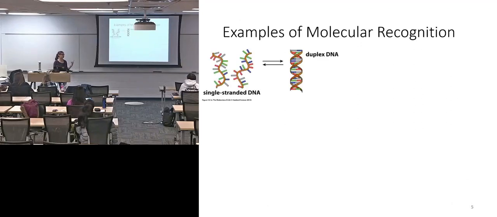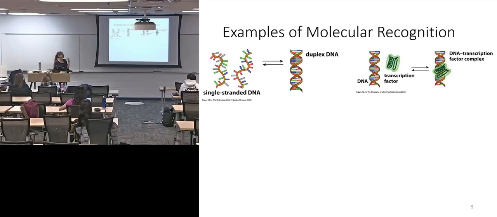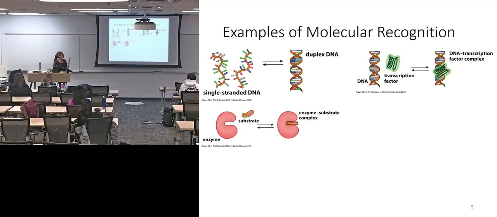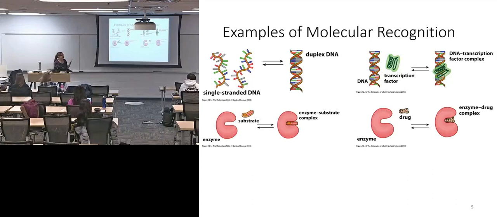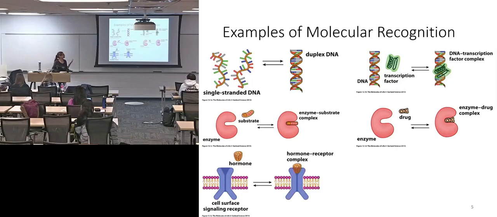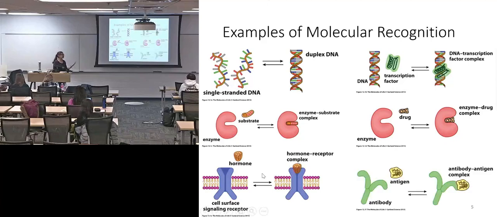The two strands of DNA coming together, duplexing DNA, would represent molecular recognition, as would a transcription factor binding to DNA, or an enzyme binding to its substrate. Substrate is just the name for the specific ligand that an enzyme is specific to. We could have an enzyme binding to a drug, though. We could have a hormone coming in and attaching to some surface receptor or membrane receptor, and antigens and antibodies are also an example.